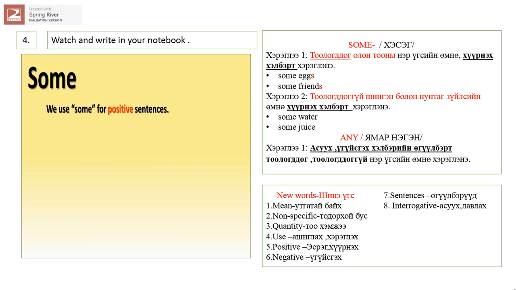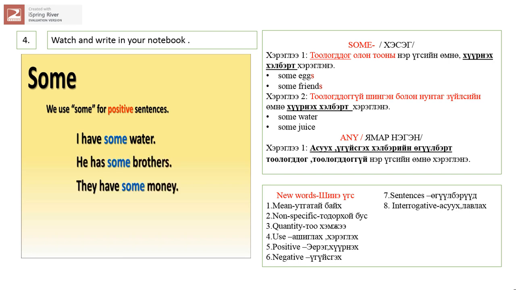We use some for positive sentences. I have some water. He has some brothers. They have some money. She has some cats. You have some friends.